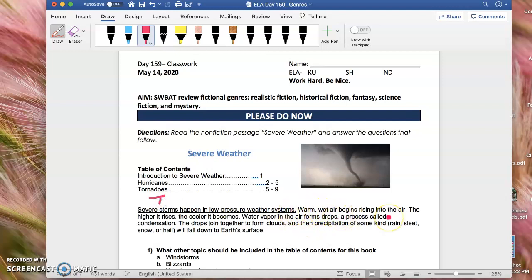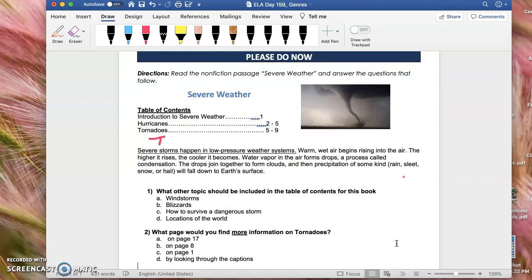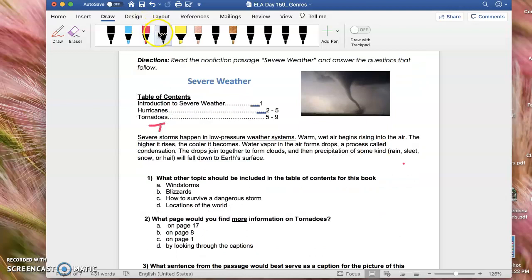Warm, wet air begins rising into the air. The higher it rises, the cooler it becomes. Water vapor in the air forms drops, a process called condensation. The drops join together to form clouds, and then precipitation of some kind, rain, sleet, snow, or hail, will fall down to Earth's surface. So let's go ahead and read what the first question is. And all of these questions are based on the text features that we talked about last week.